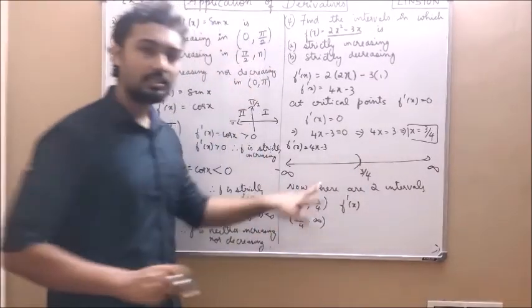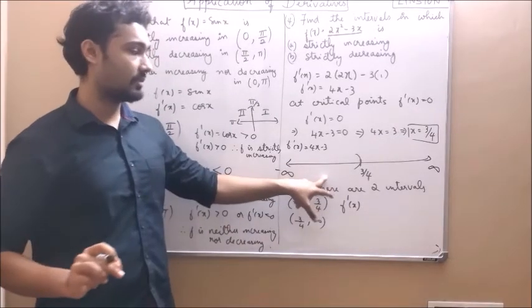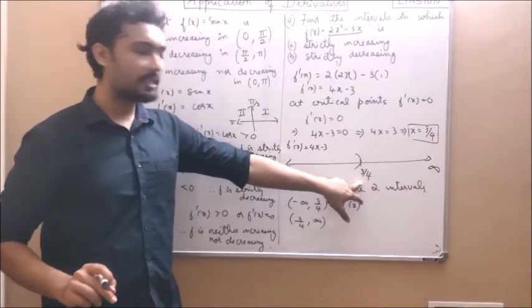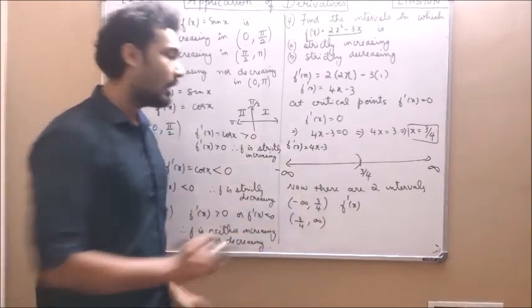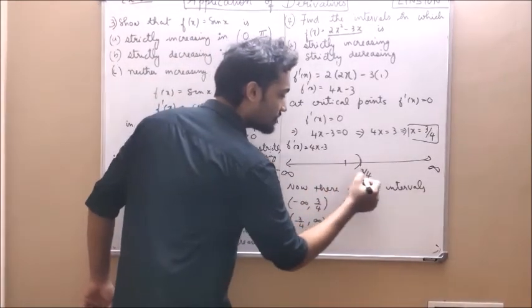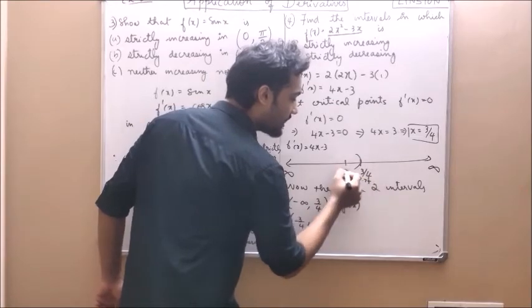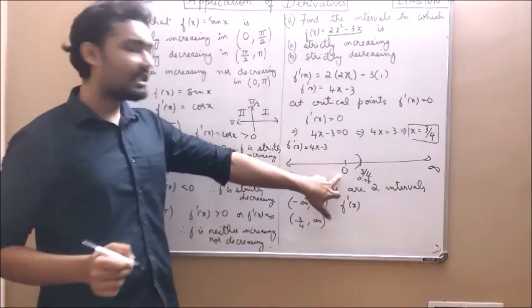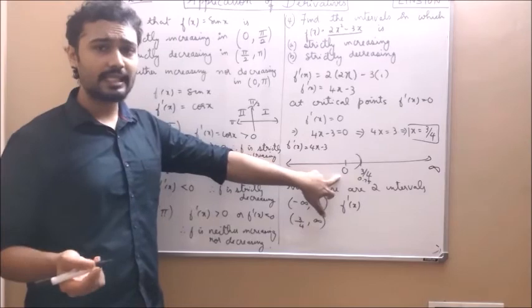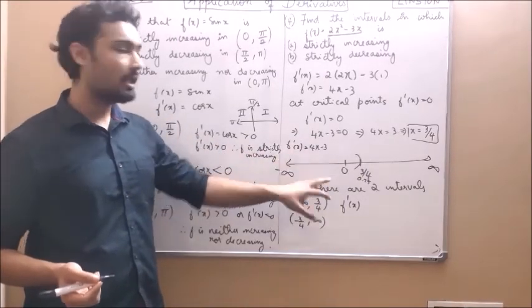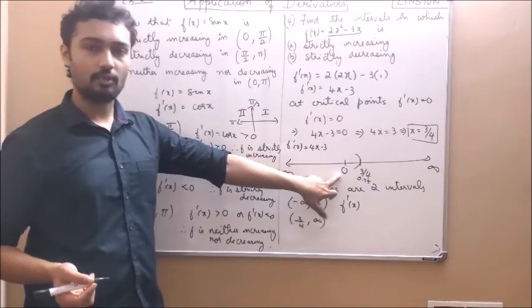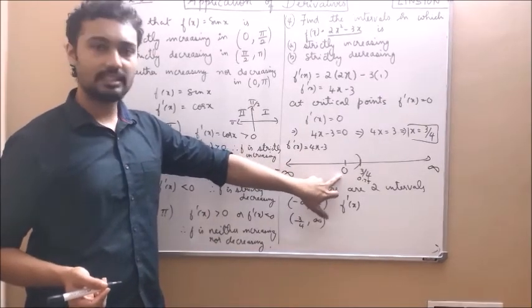Now, to check in this interval whether the function is increasing or decreasing, take any point in this interval. So this is 3 by 4, meaning 0.75. I will take any point on this interval. Before 0.75 I get 0, so I will take the point 0 in this interval. I can take any point, minus 1, minus 2, minus 3, etc. I will take this point 0 because 0 is in this interval.